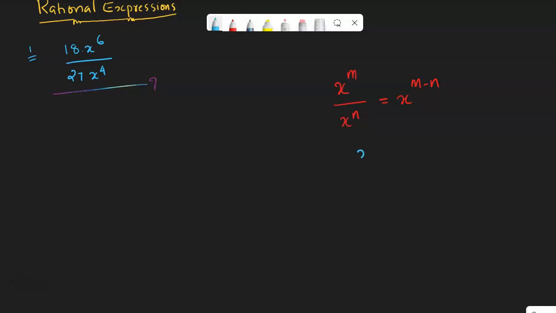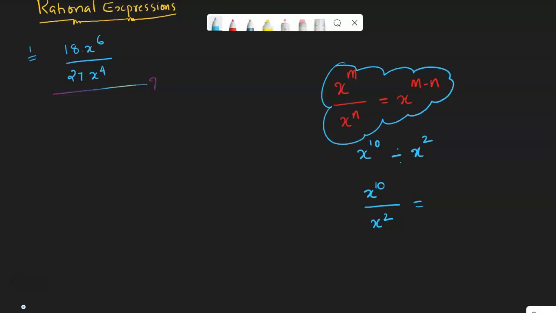Let me write an example. Say, for example, x to the power 10 divided by x to the power 2. You need to subtract the exponents as per this rule. This is the rule that you need to follow when you are trying these kinds of problems. So 10 minus 2, x to the power 10 minus 2. Answer is x to the power 8. So this is what you need.